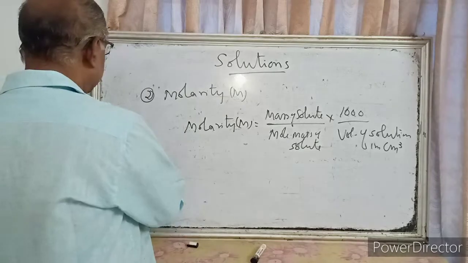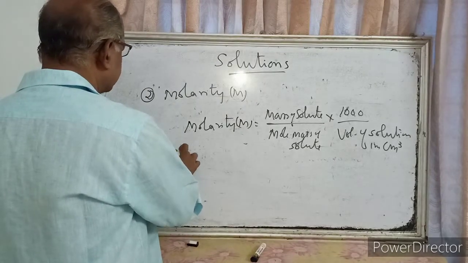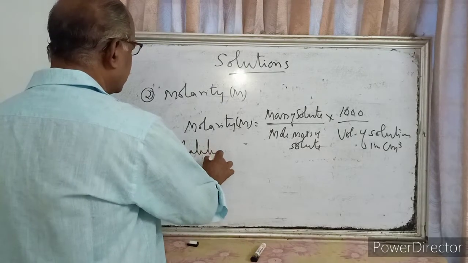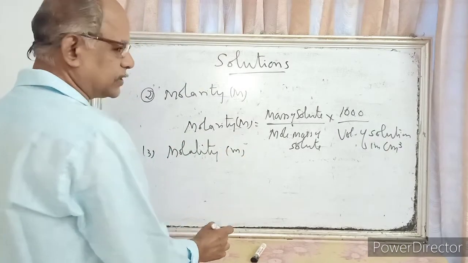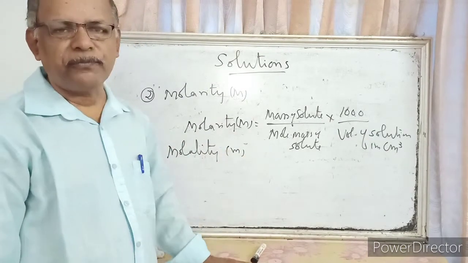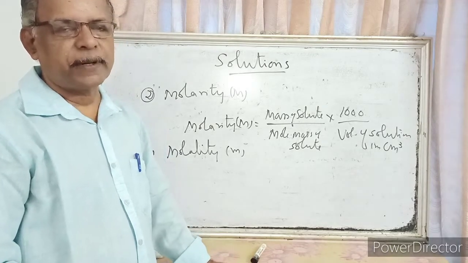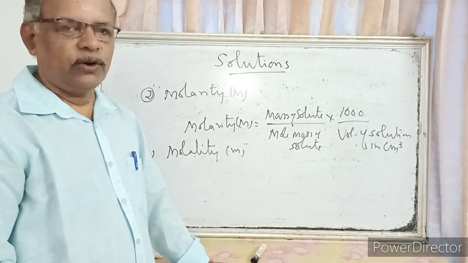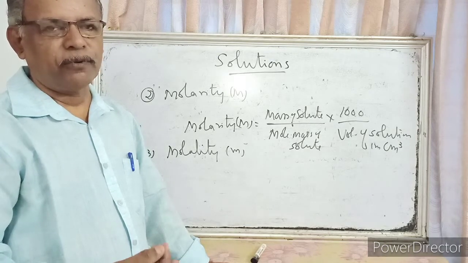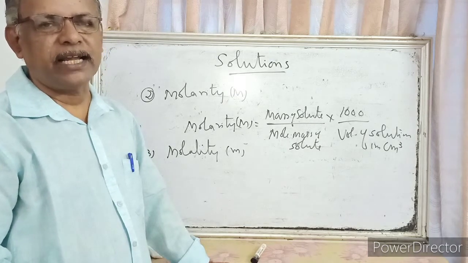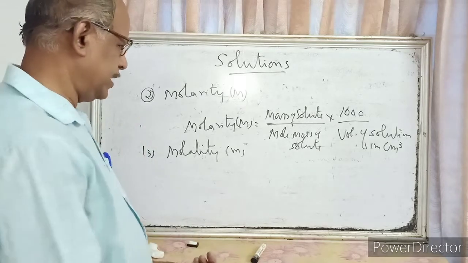And third method is molality, that is small letter m, molality. Molality of a solution is the number of moles of solute that is present in 1 kilogram or 1000 gram of the solvent. Number of moles of solute present per kilogram of the solvent.